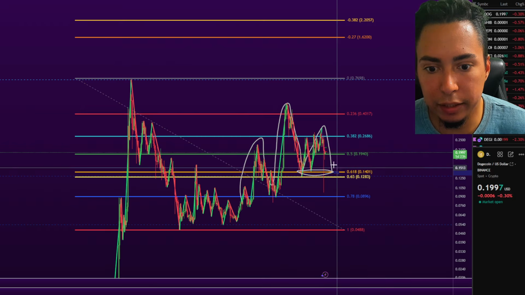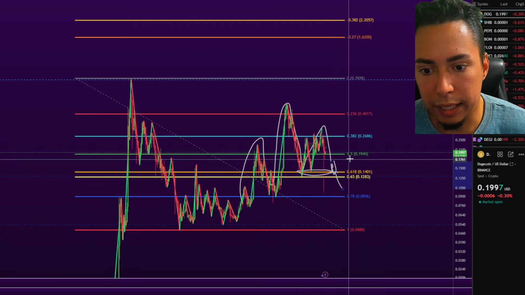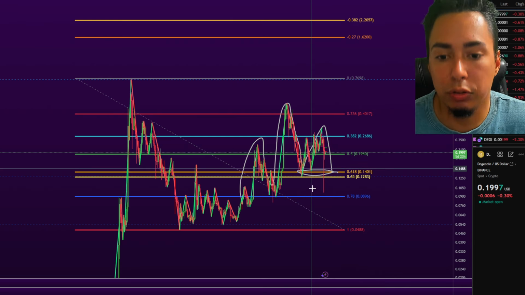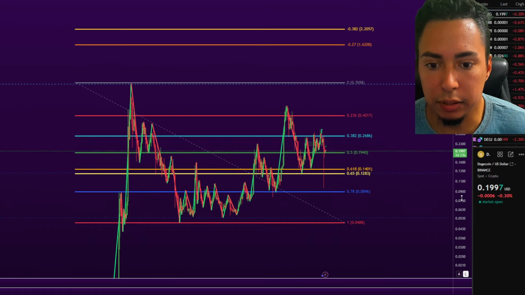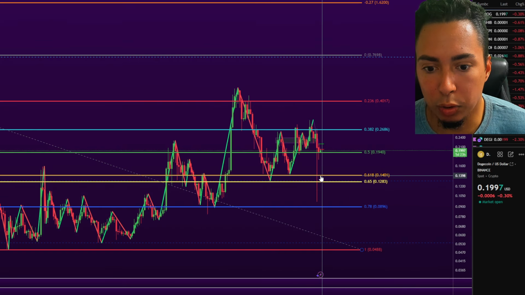We drop down here again, test the neckline, and if we get some bearish action here, some closing, depending on how the market goes, then this will play out. This is the bearish scenario, which I believe the probability is very low for this to happen. But it's a possibility. It's definitely a possibility.